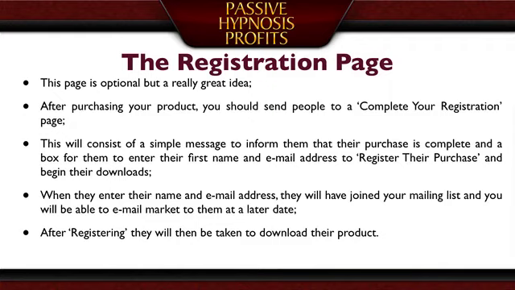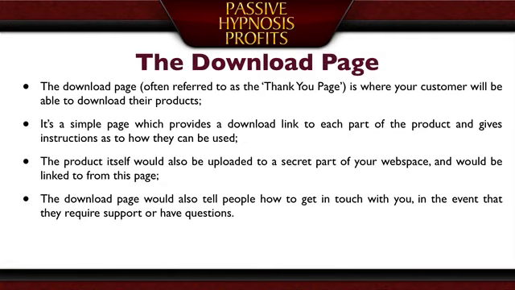So that's the next step, is that they will then register their purchase, which means they will now be on your email list, which you can log in and you can email your list anytime you like in the future to tell them about your other products or also other people's products that you can promote for a commission. Now, after they have entered their name and email address, they will then be taken to the download page.